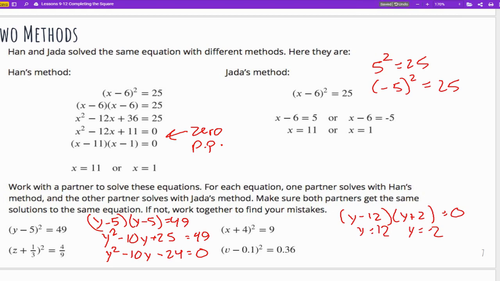Okay. Now, all right, so that was a fair amount of work. Now again, let's try that with Jada's method. And so I'm going to go ahead and erase. Let's erase most of the work here.